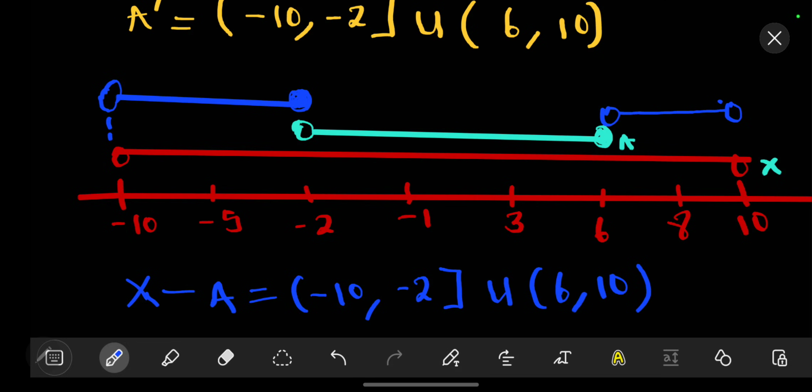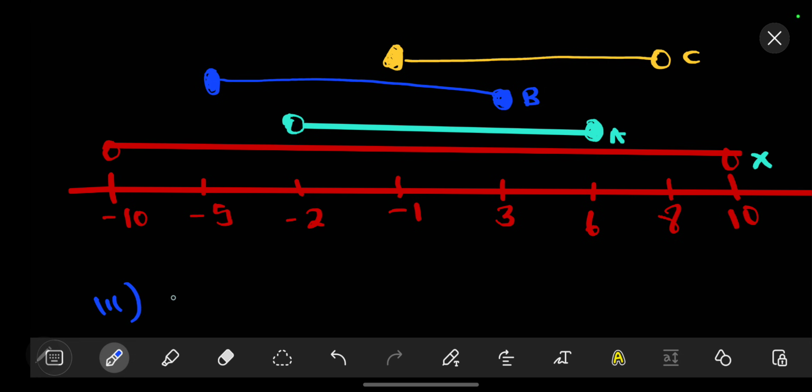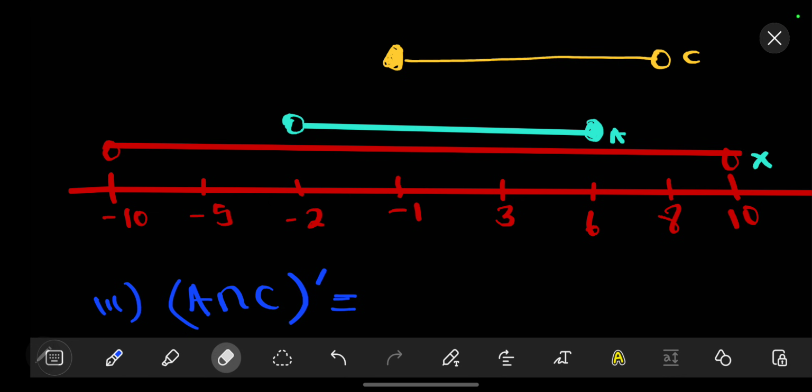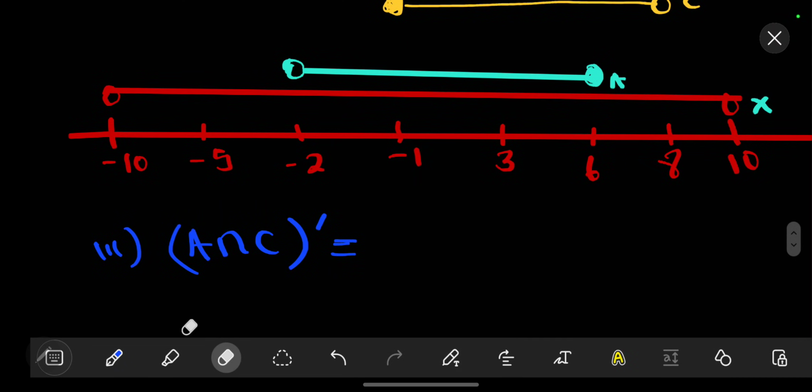So let us now answer the other one, which is saying a intersection of c, then we have a complement like that. So our question number 3 says a intersection of c, then we put a complement this side. So what are we going to do? Let us simplify our diagram by rubbing some out, so our only sets of interest are a and c. Before we can put the complement, let us first find what a intersection of c is equal to.